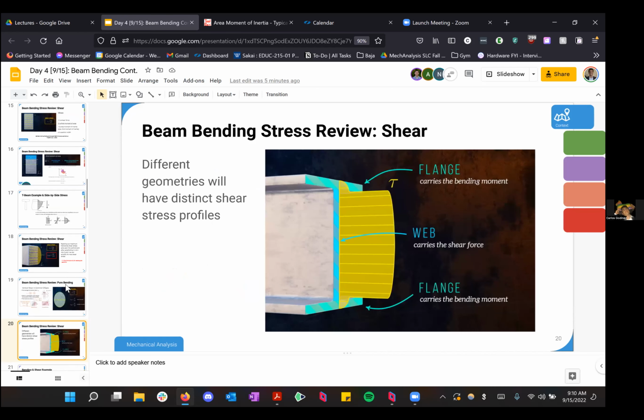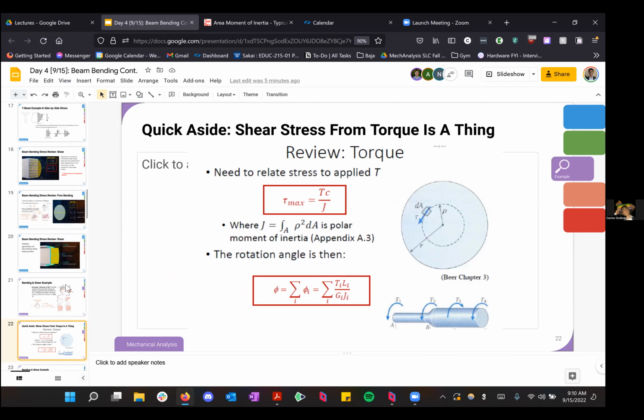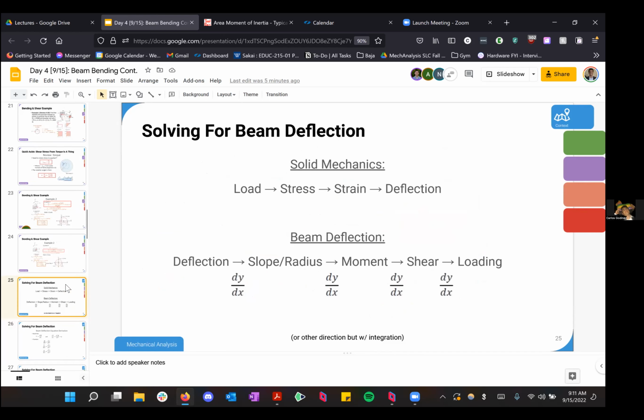Schwanky? Schwanky. I'm gonna sip my coffee. Okay. Colin, missing anything before we go to beam deflection?